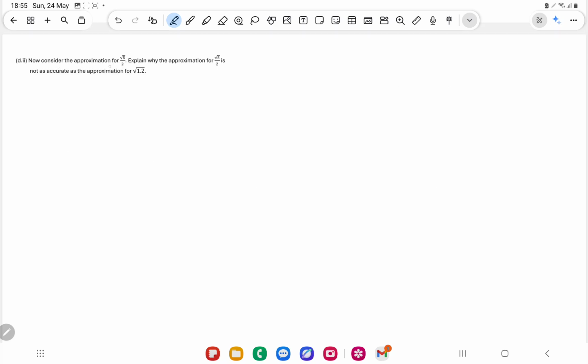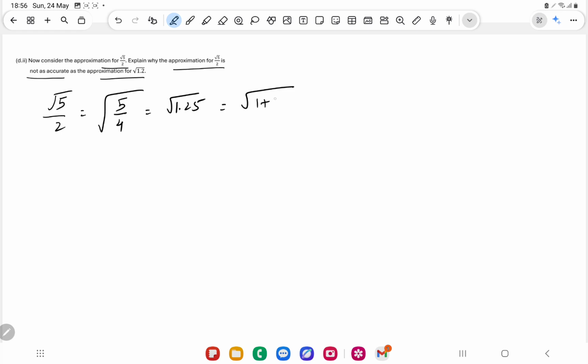Now consider the approximation for root 5 by 2, and we have to explain why the approximation of this is not as accurate as the approximation of root 1.2. So let's first take root 5 by 2. I can write this as root 5 by 4, so I can write this as 1.25. Now if I again compare this with my question, 5x, I will be doing the same thing which I did in the D first part. Upon solving, I will get my x value as 1 upon 20.